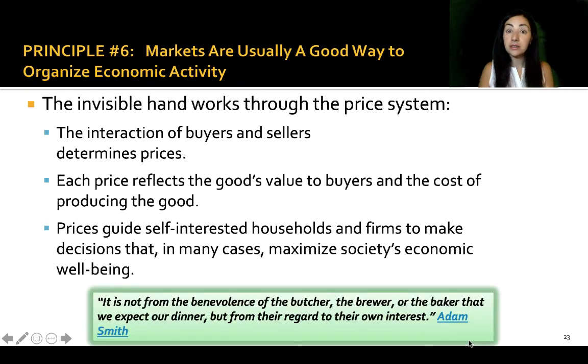Adam Smith has a famous insight from his Wealth of Nations book, and it says, it's not from the benevolence of the butcher, the brewer, or the baker that we expect our dinner, but from their regard to their own interest. Now, what does that mean? It means that the brewer is not purely brewing for the betterment of society. He's brewing beer so that he can sell the beer. And later on, when he's ready for dinner, buy some bread from the baker and some meat from the butcher.